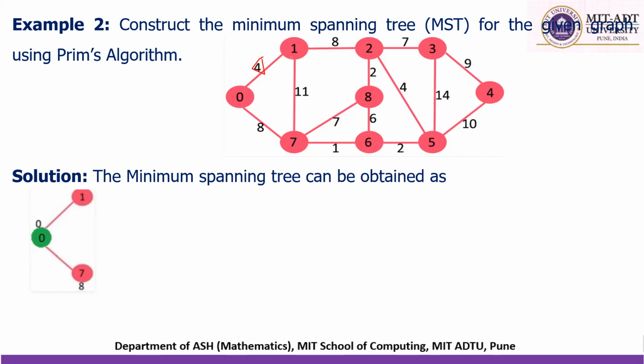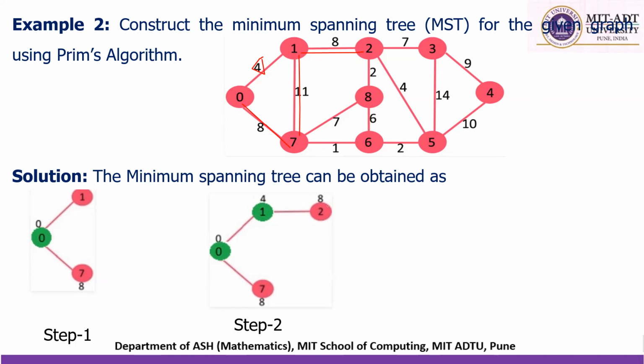After that, 1 is connected to 2 by 8. 1 is connected to 11 by 7. 0 is connected to 8 by 7. Okay, so as a next step, we take 7 and then again we can take the 8 because its weight is also 8. After that, step number 3.